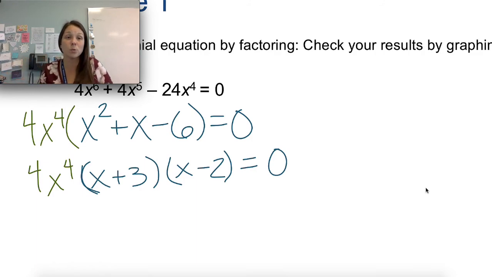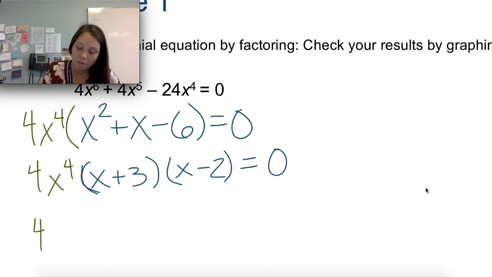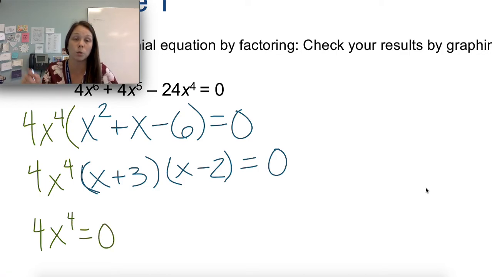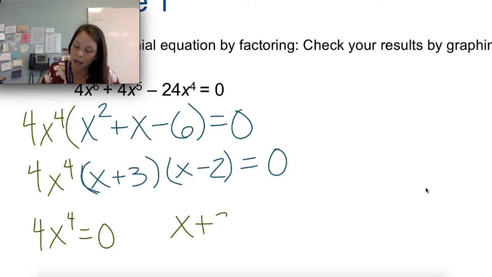And when that happens, we can apply what's called the zero product property. That says, if the product of a set of numbers is 0, then each individual number has the option to be 0. So we're going to say 4x to the power 4 equals 0. We're going to say x plus 3 is equal to 0. And then we're going to say x minus 2 is equal to 0.